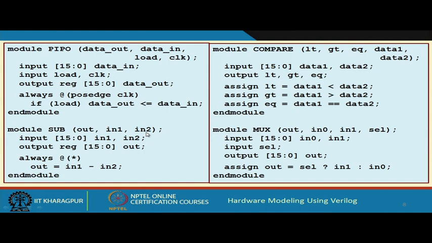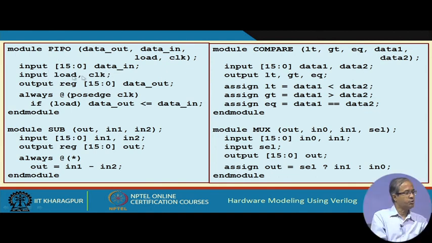Okay. So, you see, first the register, the parallel in, parallel out, with data in, load, clock. It is very simple. Data in is the input; load and clock are single-bit control signals. Always at the passage of the clock, if the load signal is active, then data in goes to data out; it is loaded. Subtractor is a combinational circuit, very simple.